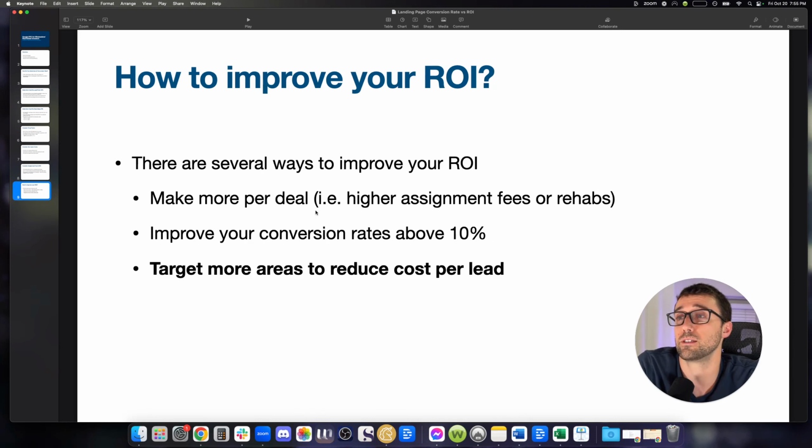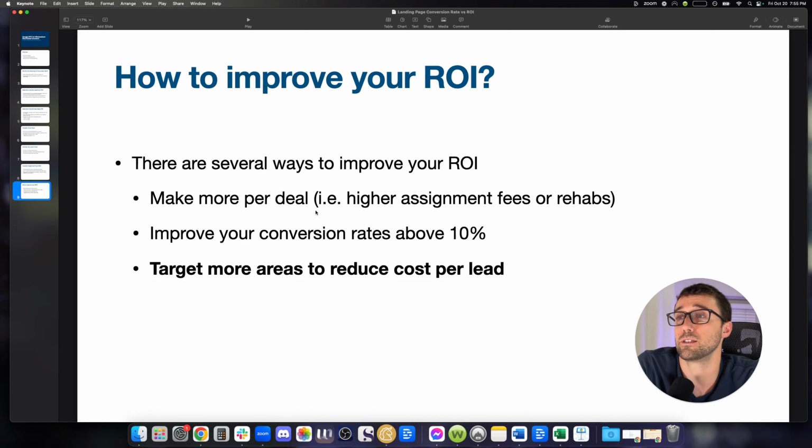Number one, you can make more per deal. So this would be higher assignment fees, or if you're doing things like rehabs where you're going to make much more profit on a rehab, in addition to the wholesaling that you're doing, that can be one way to increase your ROI. Another way is to improve your conversion rate, right? Maybe you start offering other ways to get more leads to convert, in addition to improving your systems and your acquisitions process, your dispositions process.